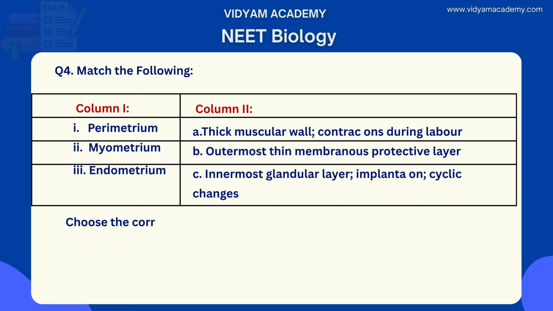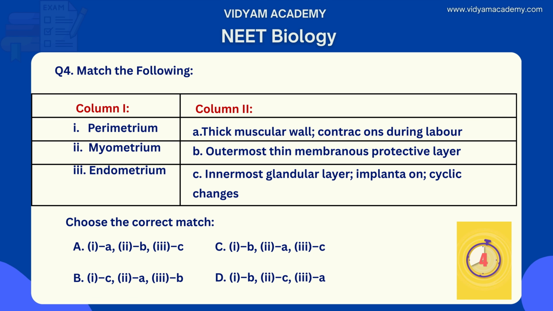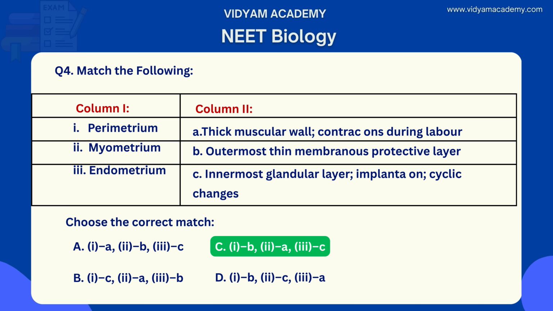So here the options are: Option A, 1A, 2B, 3C. Option B, 1C, 2A, 3B. Option C, 1B, 2A, 3C. Option D, 1B, 2C, 3A. What is the correct answer? Your time starts now. Could you guess the right answer? Yes, option C. Why and how?